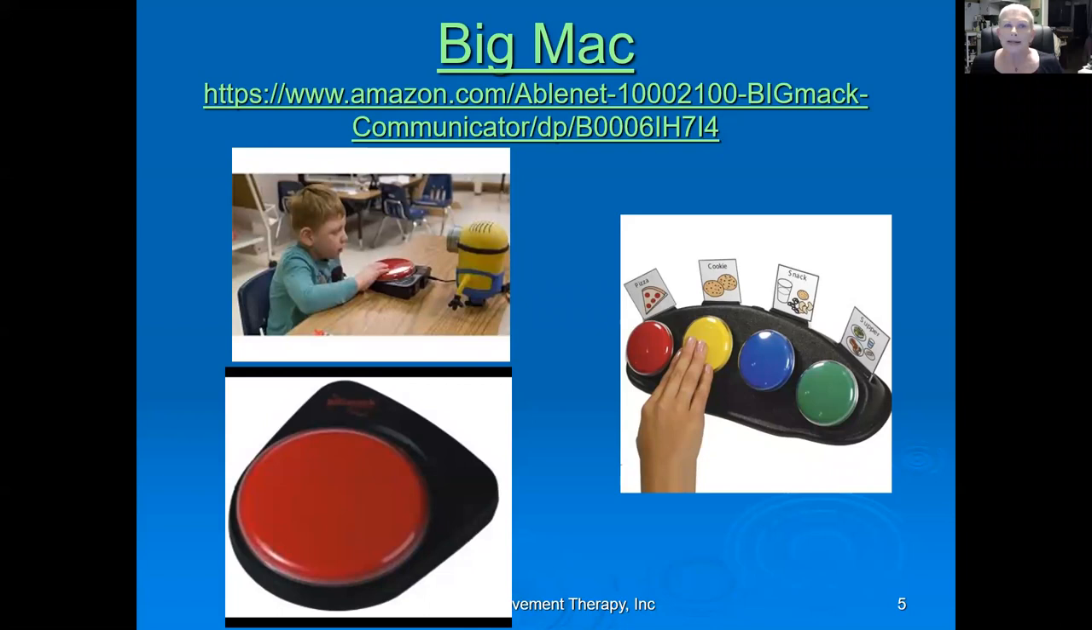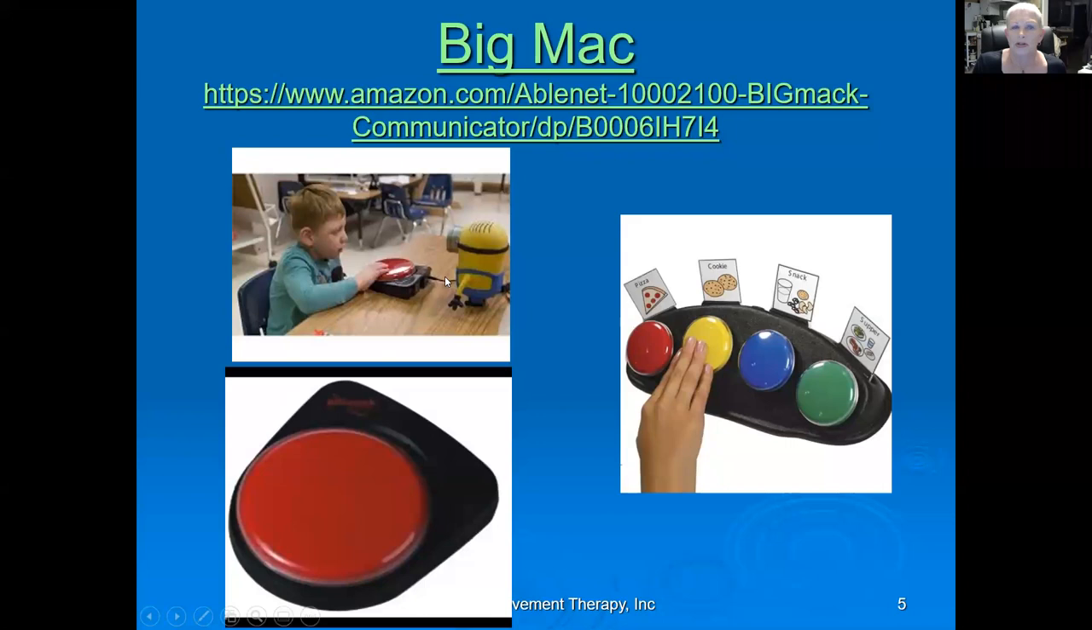I love Big Macs. They're called Big Macs because they look like a Big Mac hamburger. You see the red one. Four different Big Macs on it. This is a more sophisticated Big Mac. What do you do with a Big Mac? You can record a saying. You can record anything you want on the Big Mac. And then this child is communicating with what we call a switch.